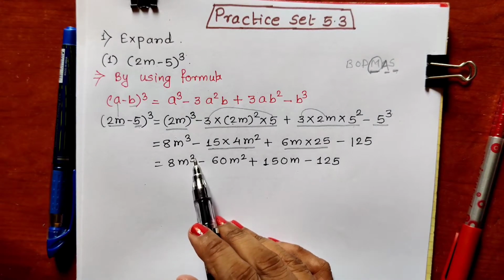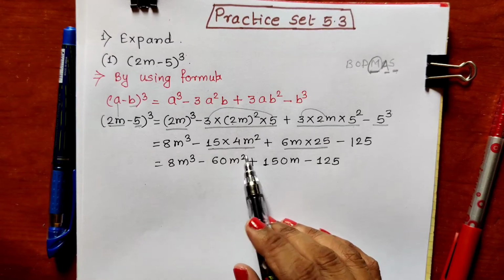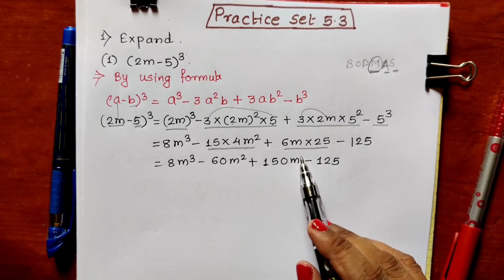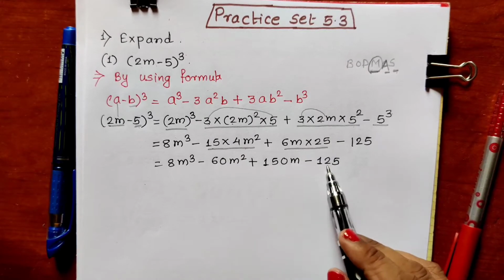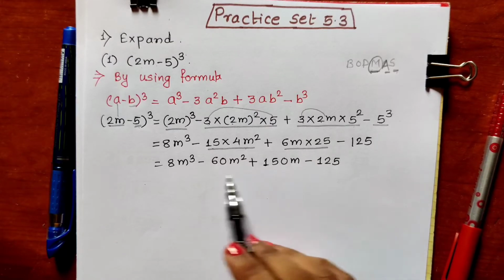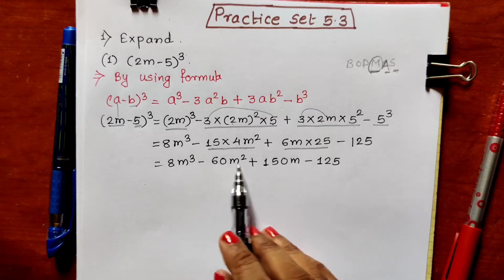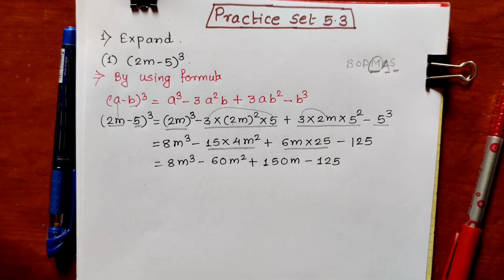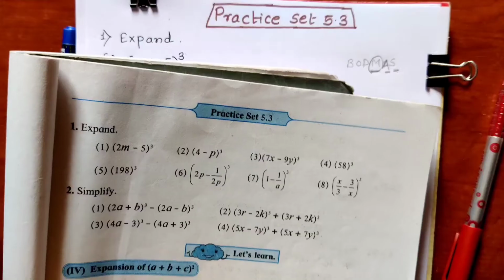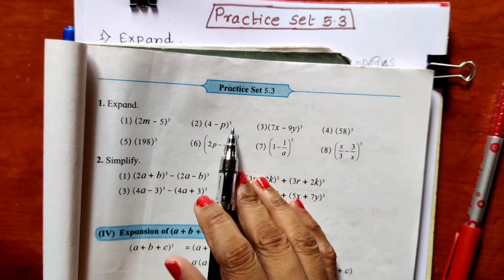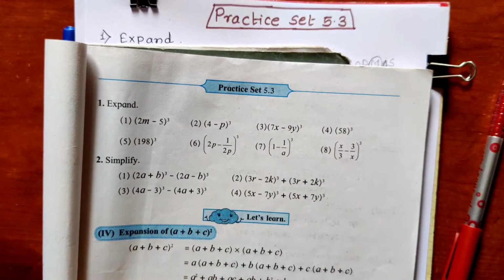First term is m³, second term is m², third term is m raised to 1, nothing is written, which means 1 is there, and the fourth term is a constant term. That means all terms are different terms. They are not like terms, so they cannot be subtracted or added. So this is our answer. Next sum, (4 − p)³.